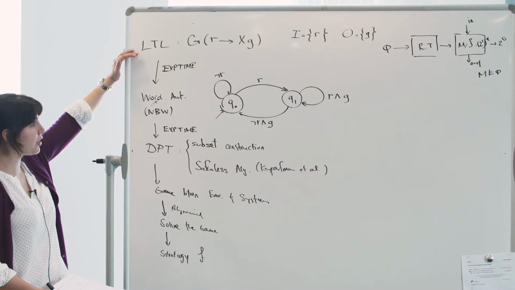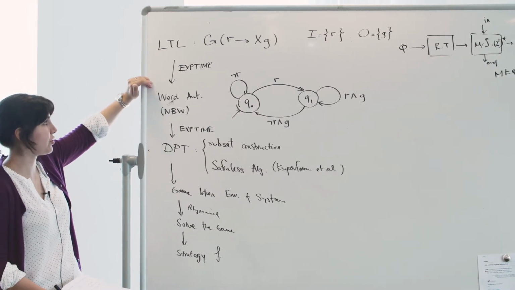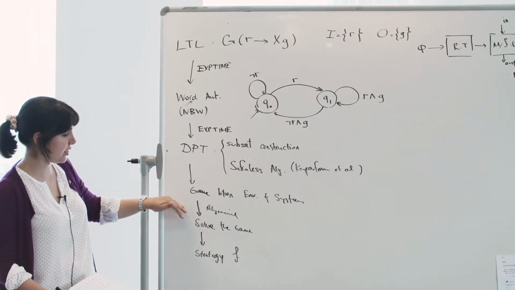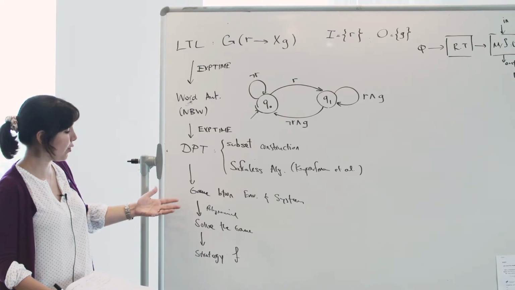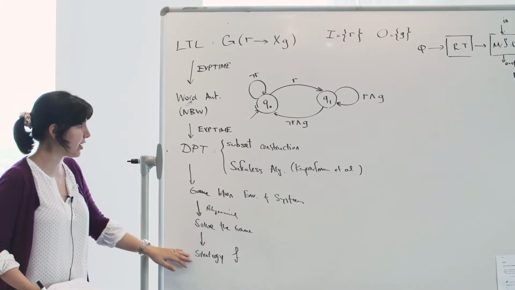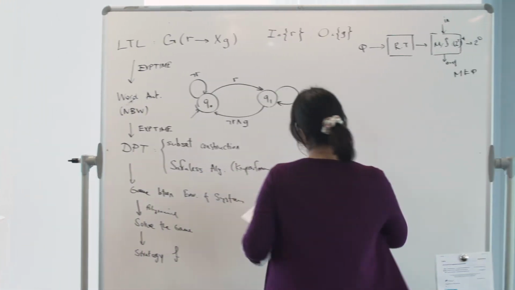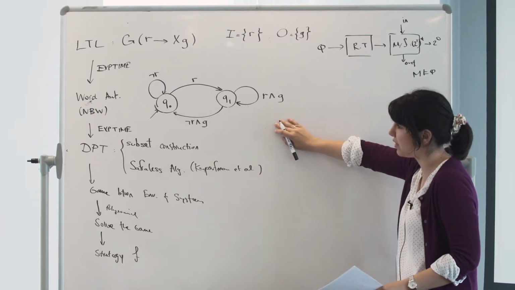You have a specification, you create a word automaton out of it, that takes exponential time. You determinize it, that takes another exponential time. Then you have a game view of the system, and you can solve that game and get a strategy. So let me actually create that game view of the system, because we don't need to do any determinizing here.